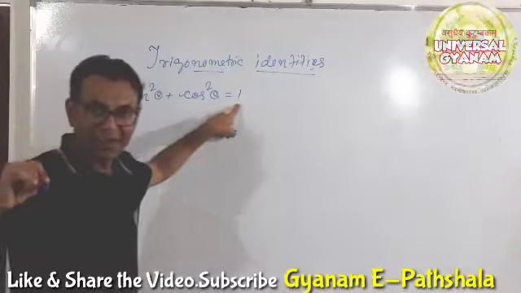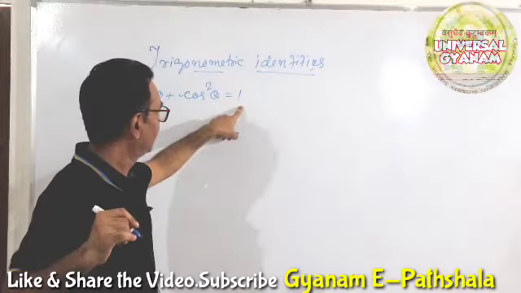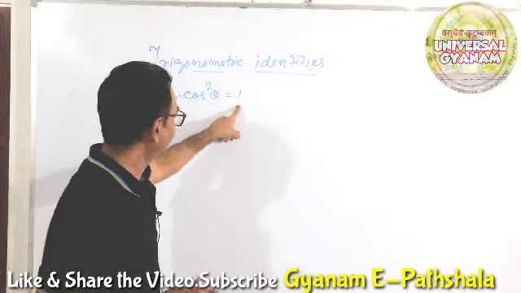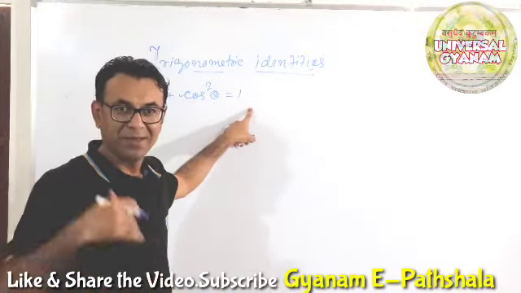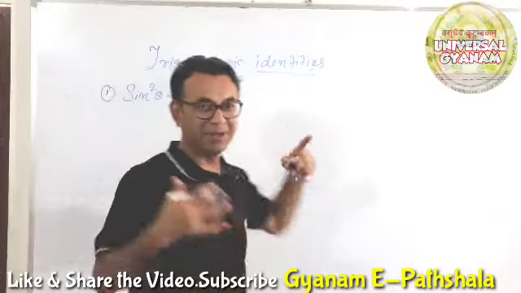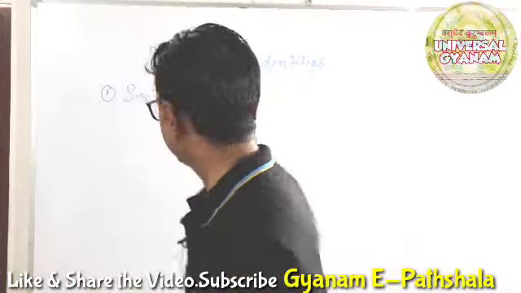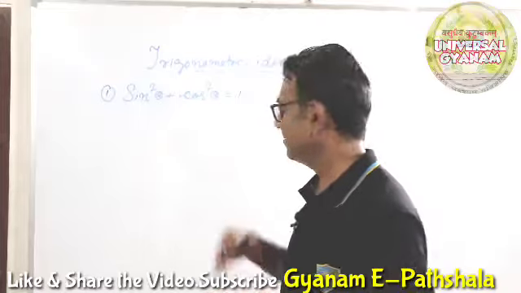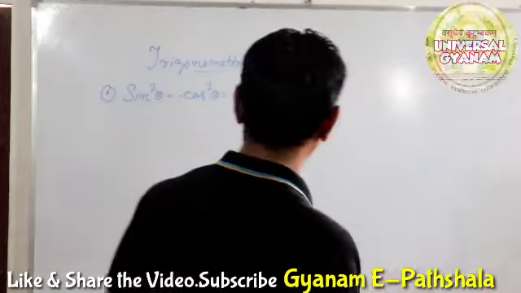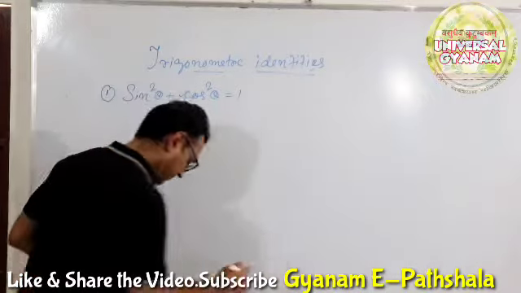If you want to learn math and if you want to do anything related to mathematics in your life, this is perhaps the most abundant identity you come across both in geometry and algebra. Sine square theta plus cos square theta equal to 1.